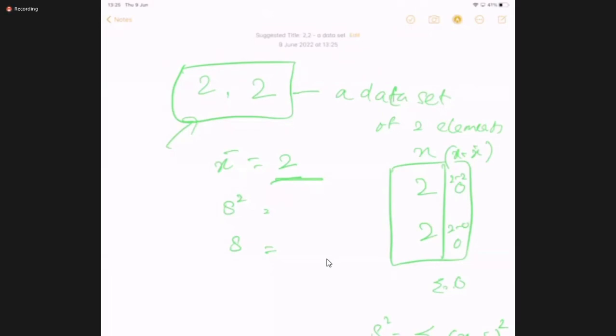How? You know, the deviation of the mean from each and every element of this data set is going to be 0.